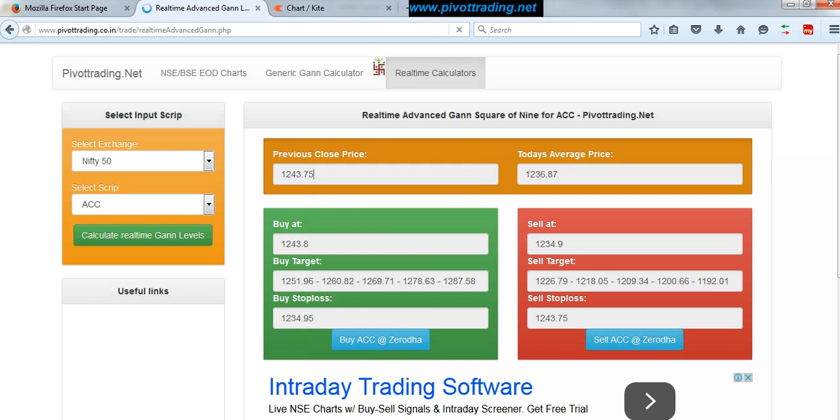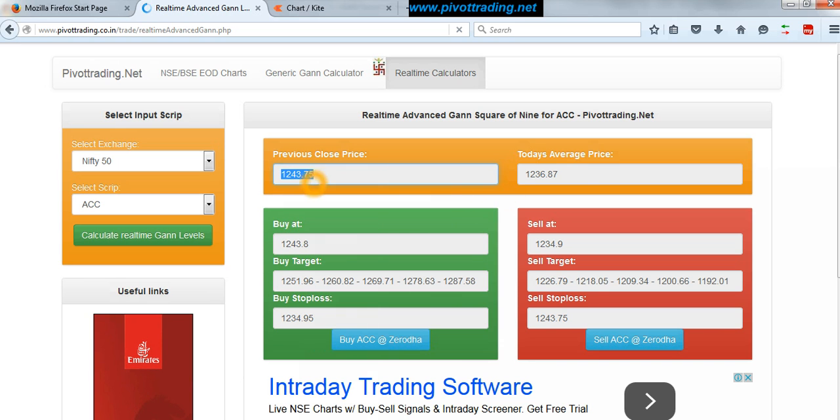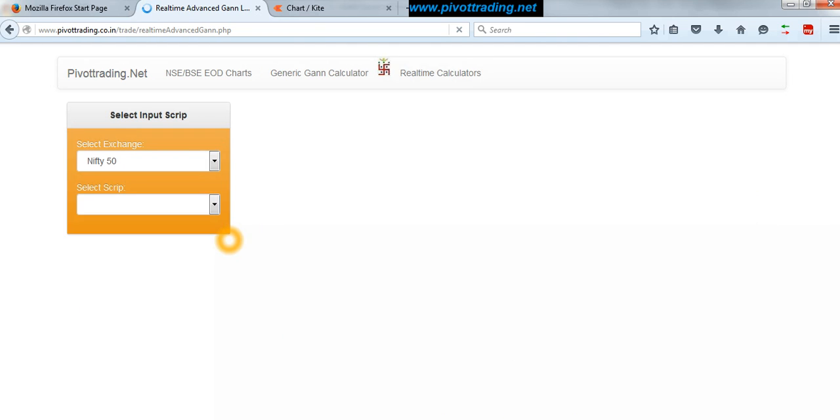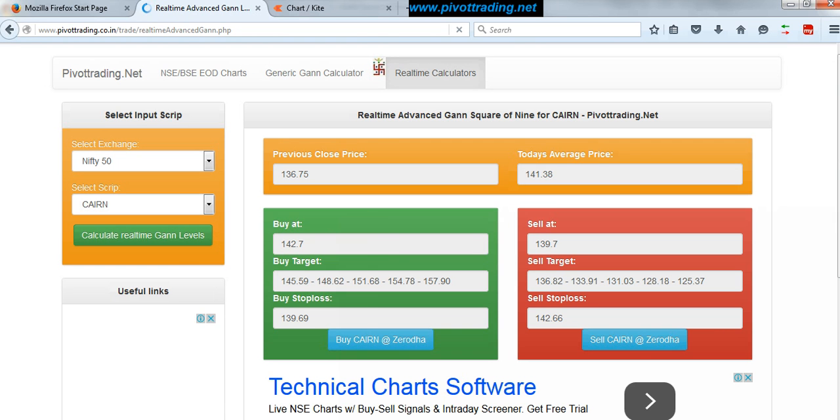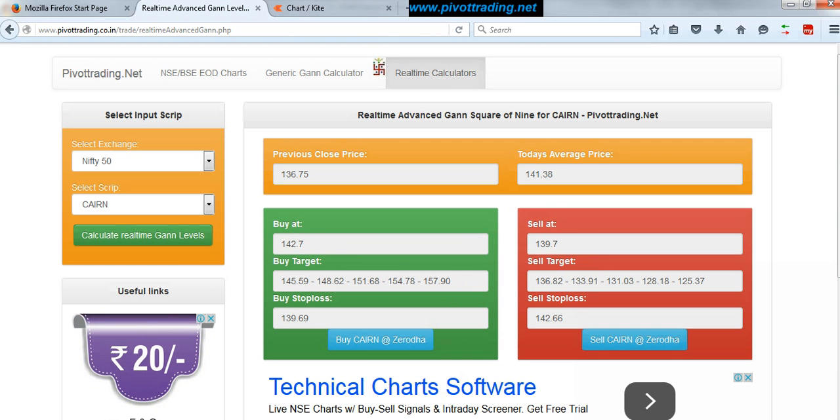It will automatically take the average closing price, previous day's closing price, and today's average price, and then it will calculate these levels for you. It will give you these levels at what levels you have to buy at, and what are the targets, and what is the stop loss. So it's a pretty simple calculator. You don't have to enter anything. You just have to select a few scripts on the drop down, click on the calculate real time GAN levels, and it will do all the calculations for you. And here it is. So simple.